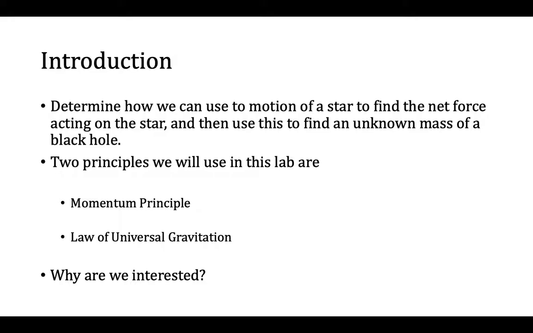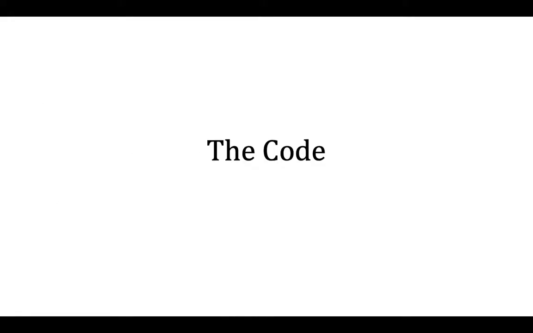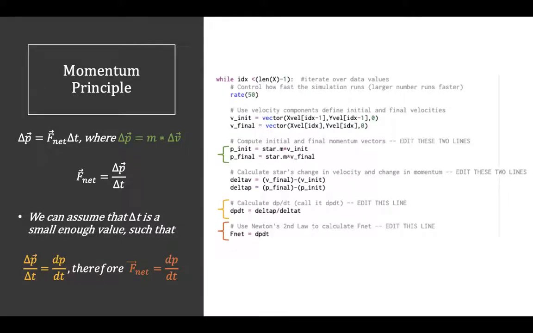We are interested in this lab because it allows us to use data regarding the motion of an object in order to calculate an unknown variable such as mass. The use of these principles in this form of iterative calculation can also be applied to find other unknown variables such as radius. To begin, we'll look at the while loop of our Python code and how we applied fundamental physics principles in order to develop a working computational model.